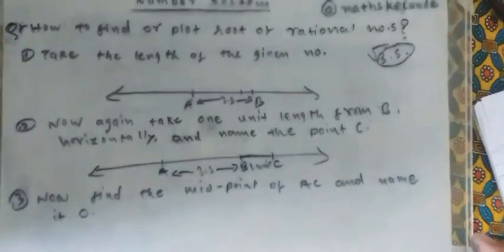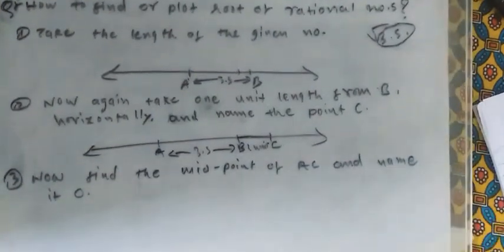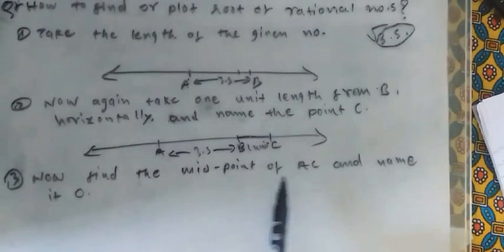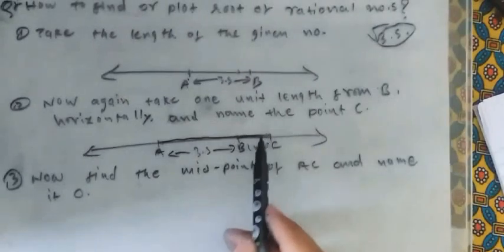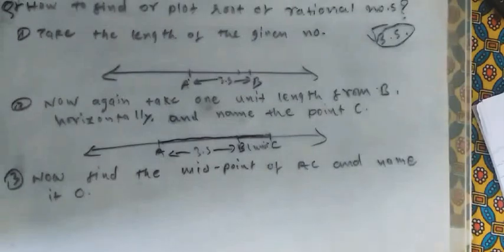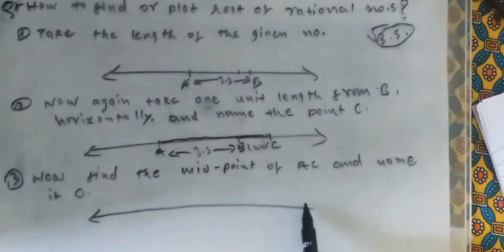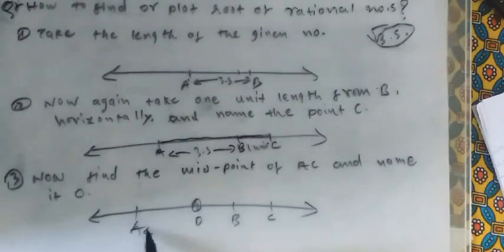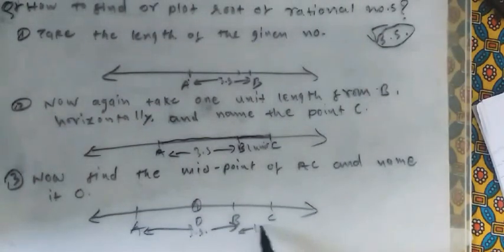Now the third point is that we find the midpoint of AC, meaning this. You have to find the midpoint of AC and name it O. So it is A, here B, here C, so we take here O. This is the midpoint of AC. O is the midpoint of AC. It is 3.5, it is 1.